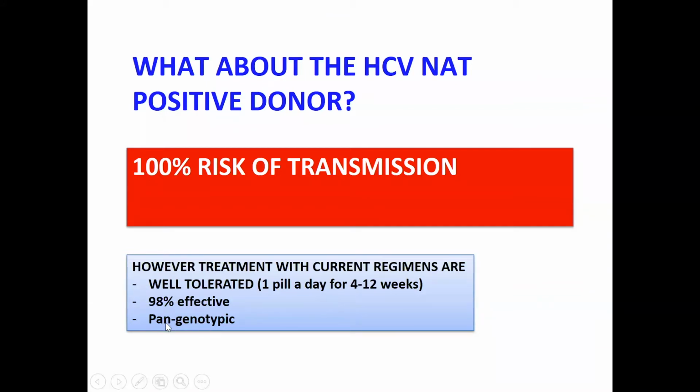But the rationale behind using these organs is that the current treatment regimens are well tolerated. They're usually a pill or 2 pills a day for 4 to 12 weeks. They're close to 100% effective, not quite 100%. They're pan-genotypic, so they work against all the genotypes of hepatitis C. There have been a few studies published recently, as well as several that have been presented, and I'm going to show you the study that we did.